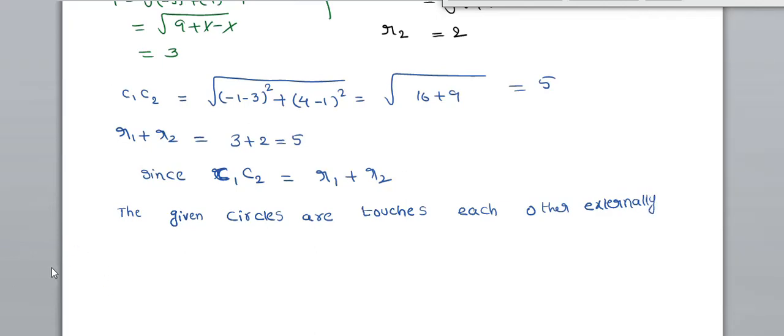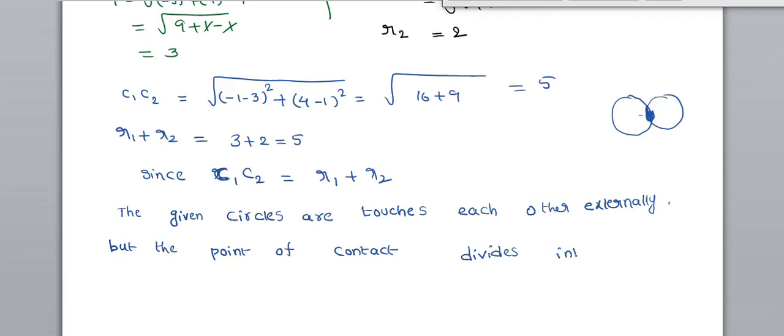Then the point of contact divides internally. Please note: the given circles touch each other externally, but the point of contact divides the centers internally. So next, to find out the point of contact.